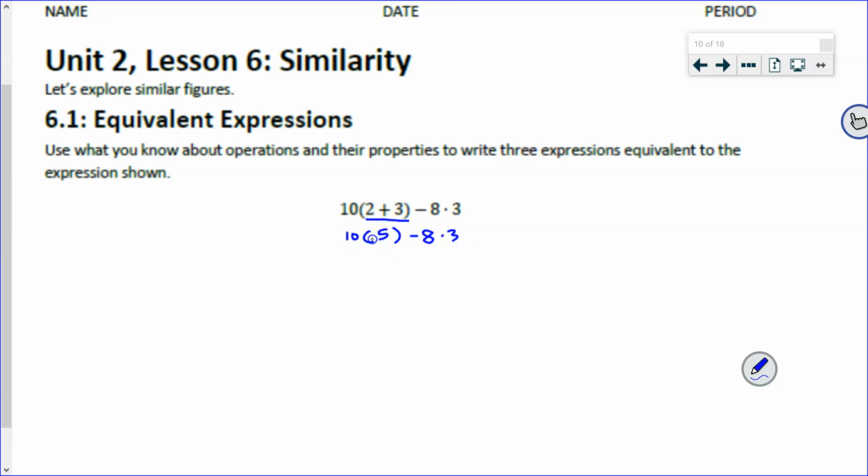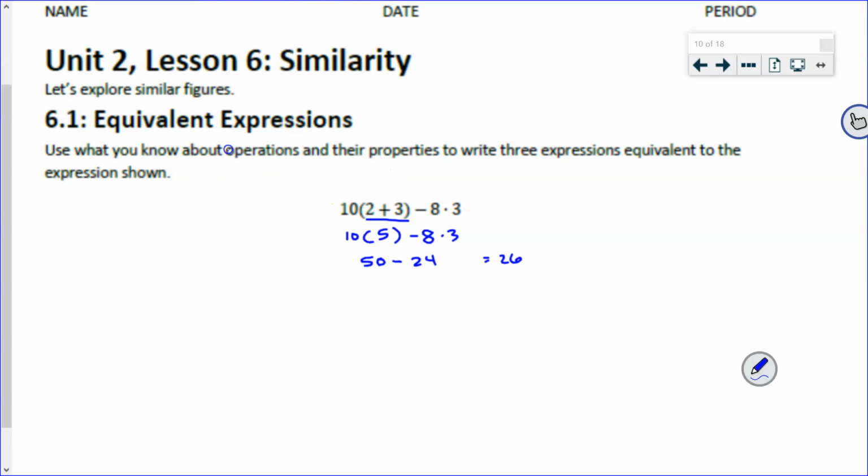We would have to do our multiplication next. 10 times 5 is 50, minus the 8 times 3, which is 24. And finally, we get to 50 minus 24, which is equal to 26. Raise your hand if that's what you did. Good, you did the expression correctly, but not what it says to do. So let's talk about what it actually says.